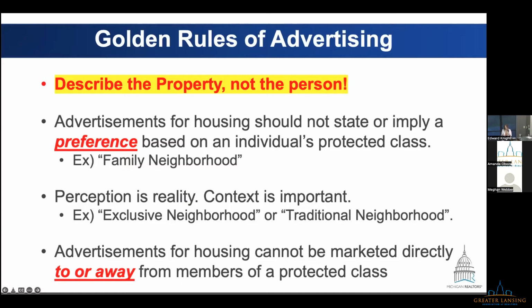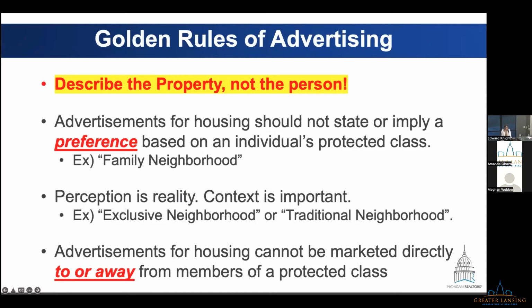So when we're talking about creating advertisements in the context of staying compliant with fair housing law, we really always have to look at this stuff through the lens of fair housing and look at it through the lens of how other protected classes might be feeling when they're viewing these advertisements.